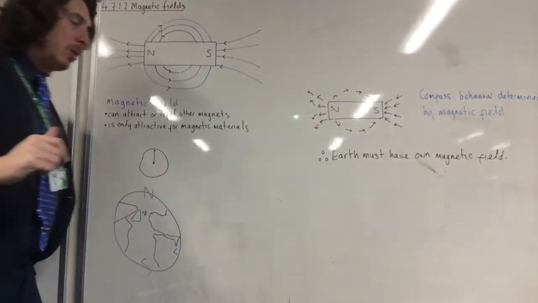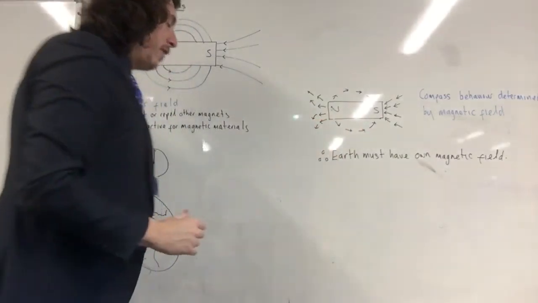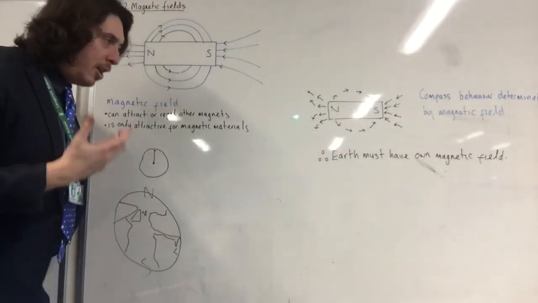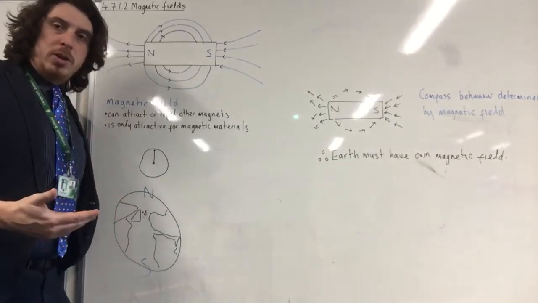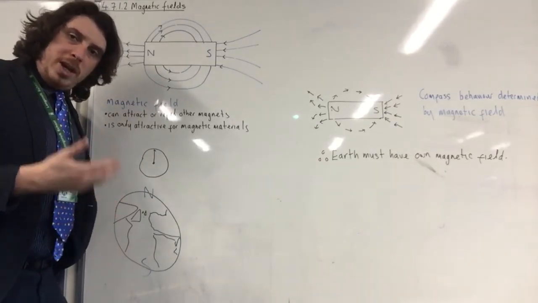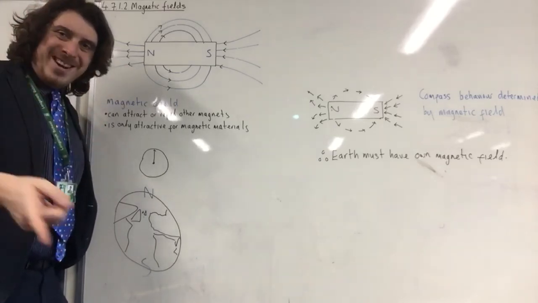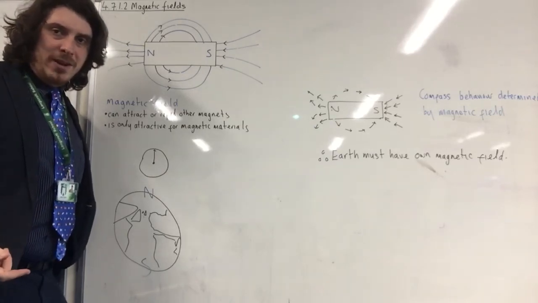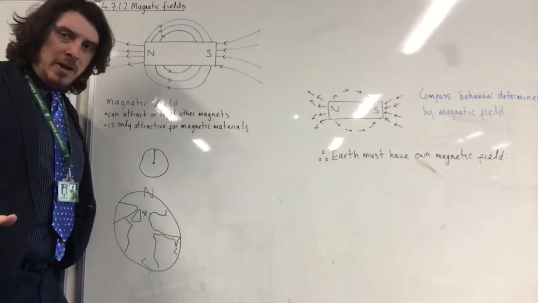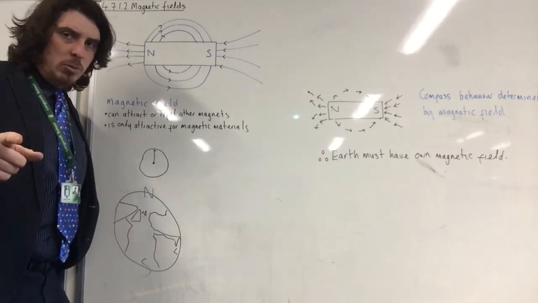Okay? Because compass behaviour is determined by the magnetic field, we must conclude that the Earth must have its own magnetic field. Otherwise, why would the compass behave in the way it does? And we actually know that in the iron core, we've got a convection current going round and round, and that convection current is what's causing the Earth's magnetic field. Don't get me started, however, on the idea that it's going to flip at some point. It will. We don't know when.